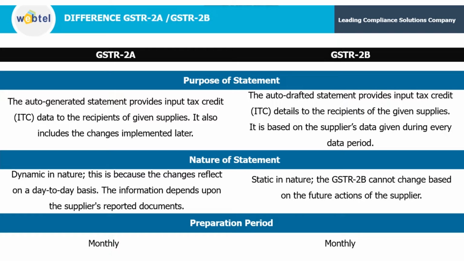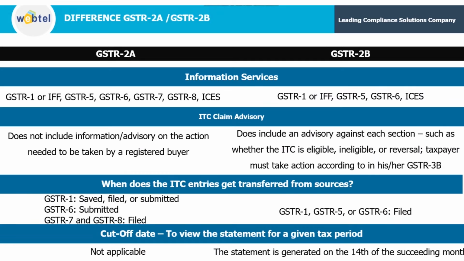Now what is the nature of the statement? GSTR-2A is dynamic in nature and GSTR-2B is static in nature, which we have already explained earlier also. Now the period of preparation: both need to be prepared monthly for reconciliation. Now, what information is available when we prepare GSTR-2A, 2B? In GSTR-2A, GSTR-1, GSTR-5, that is non-resident taxable person, GSTR-6, that is input service distributor, GSTR-7, that is tax deductor, and GSTR-8 are there.